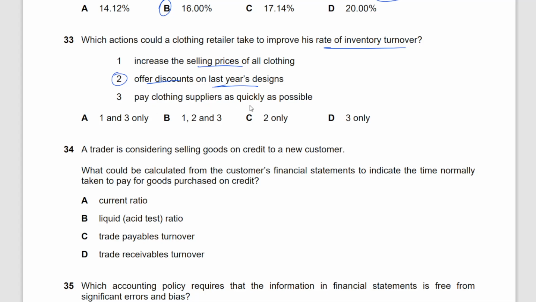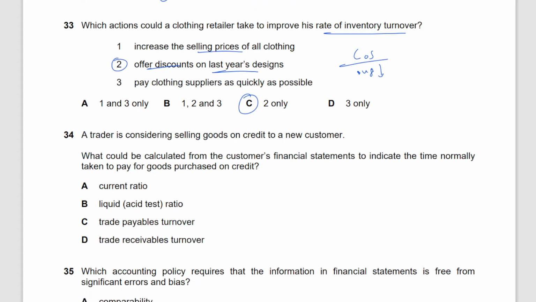Pay clothing suppliers as quickly as possible. I believe that's not connected. It might be in some way, but it apparently seems like it's not connected. No, that doesn't affect the rate of inventory turnover, right? The way we calculate it is cost of sales over average inventory. So this payment has nothing to do with it. It's about selling our inventory as fast as we can. Basically trying to reduce the average inventory. If we reduce our inventory held, it's going to increase the inventory turnover.